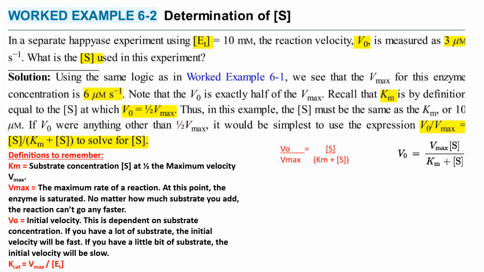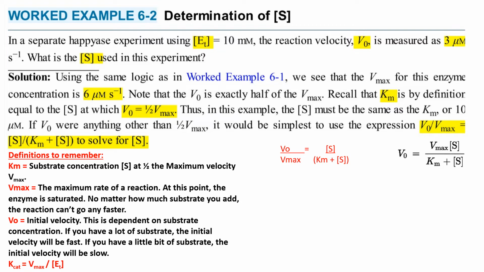So here we go. In a separate Happy-Ace experiment, using total enzyme concentration is equal to 10 millimolar, the reaction velocity, V0, is measured as 3 micromolar per second. What is the substrate concentration used in this experiment?